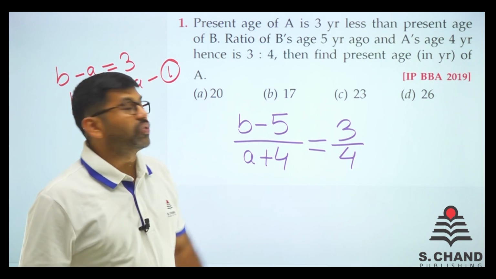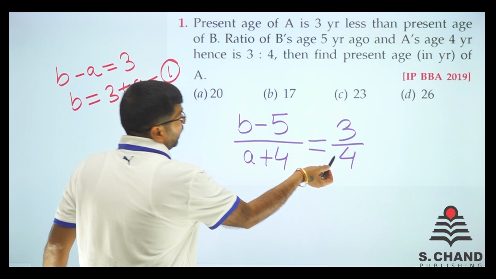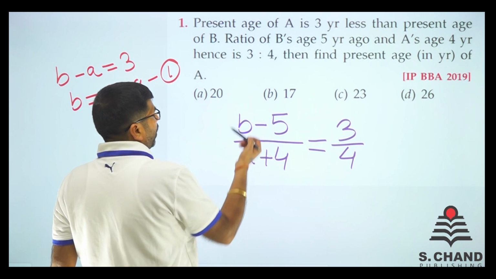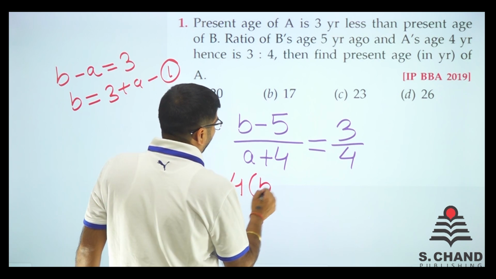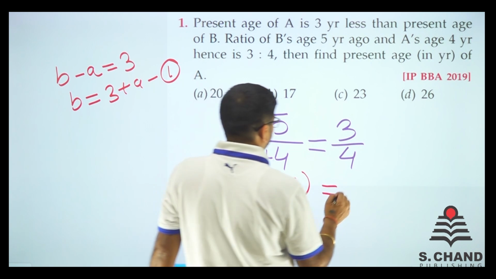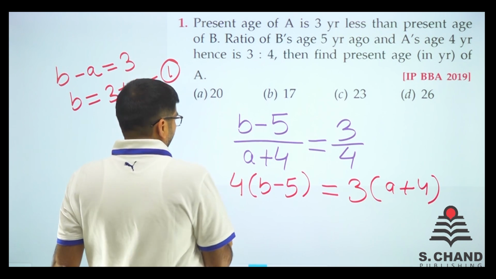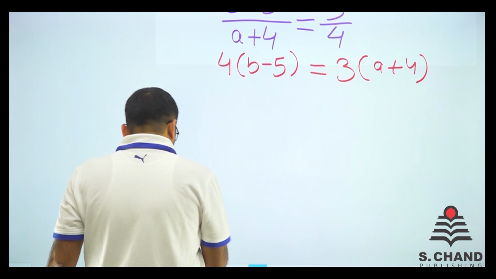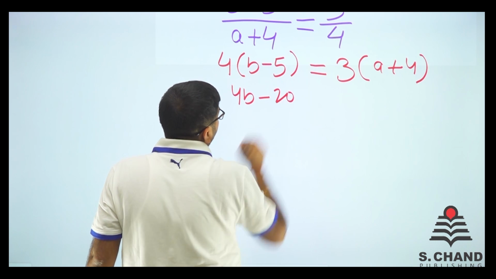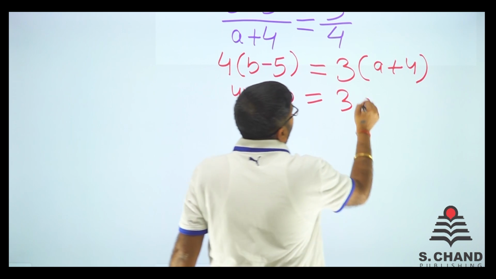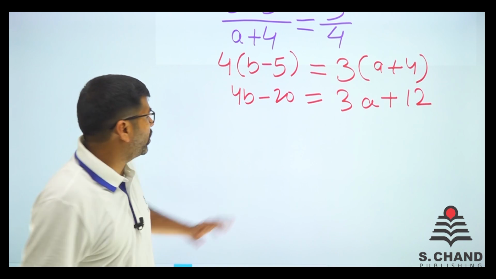3 is to 4 means ratio 3 upon 4. Solve this equation by cross multiplication. We cross multiply, 4 comes here, and the other side goes there. So next part: 4 times (B minus 5) is equal to 3 times (A plus 4). Is that okay? Now solve the equation first. It is 4B minus 4 into 5, 20, is equal to 3A plus 3 into 4, 12. Very simple equation now.